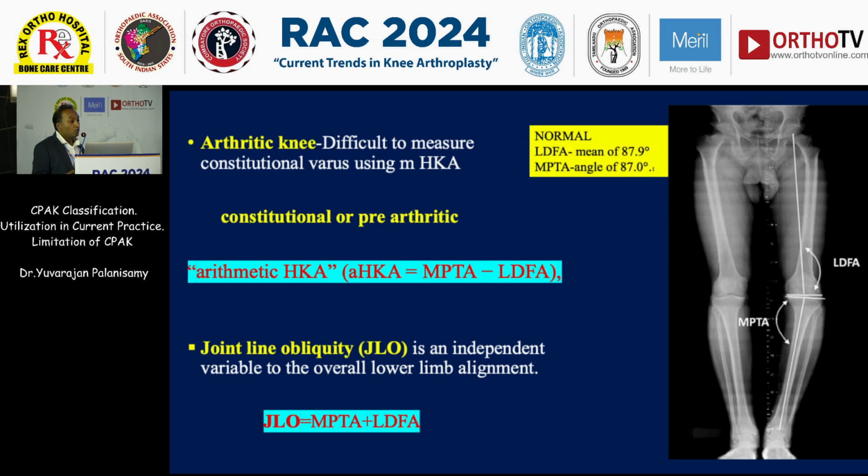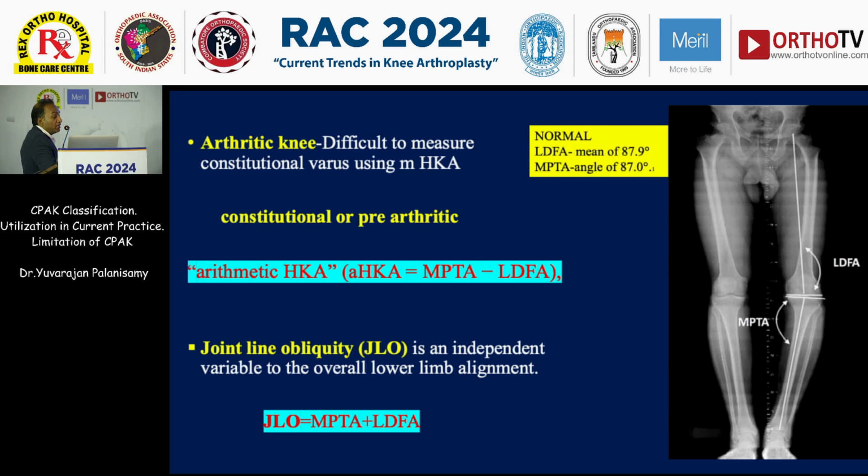What we need to understand about CPAK is two terms. That's very important. One is LDFA, another one is MPTA. It's very simple, not a complex one. But once you start to understand their importance, you can easily apply it in your practice so that you can easily classify which type of knee you are routinely dealing with. The normal MPTA is the medial proximal tibial angle. The usual average is 87 degrees. LDFA is the lateral distal femoral angle. Its average is 87 to 88.